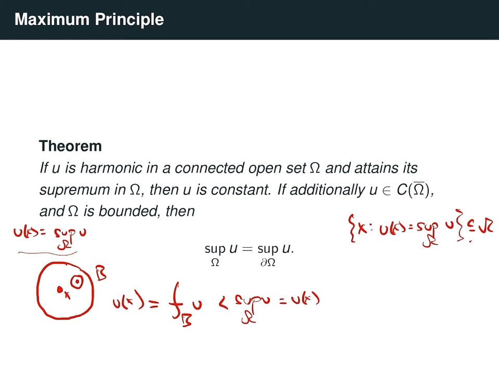But what we've shown here is that every point x inside this set is contained inside a ball where the function u is also equal to the supremum, which means that all the points inside that ball are also contained inside this set. But this means that this set is also open. And the only way that a connected metric space can have a closed and open subset of itself is if that subset is equal to the whole space. And so that implies, in fact, that this is equal to omega, and therefore the function u is constant.